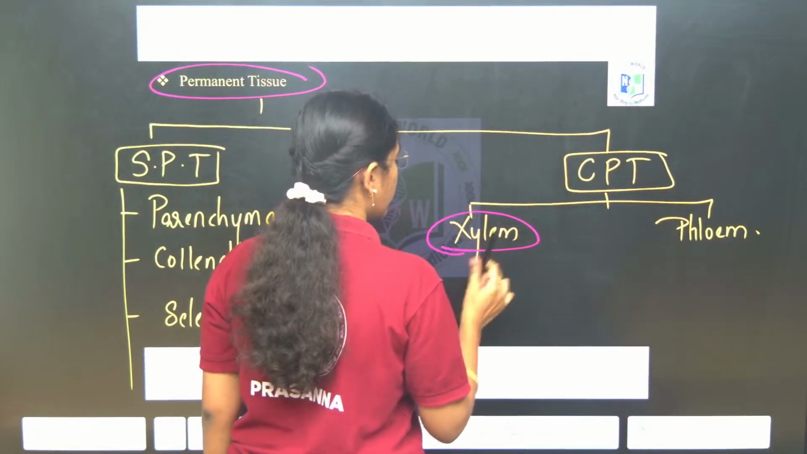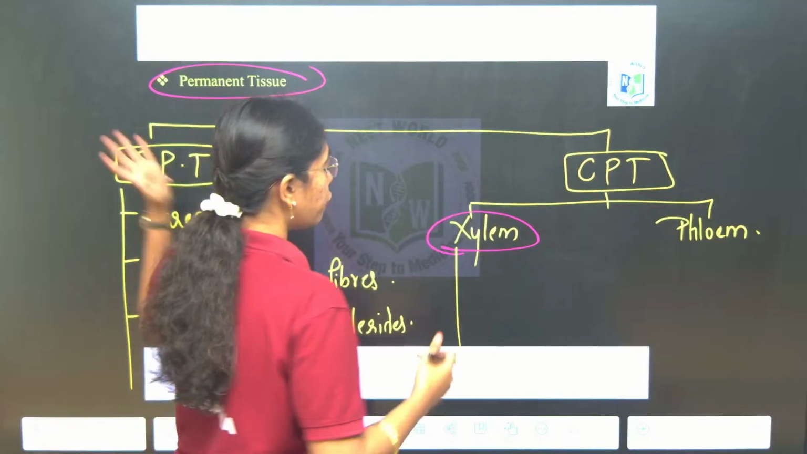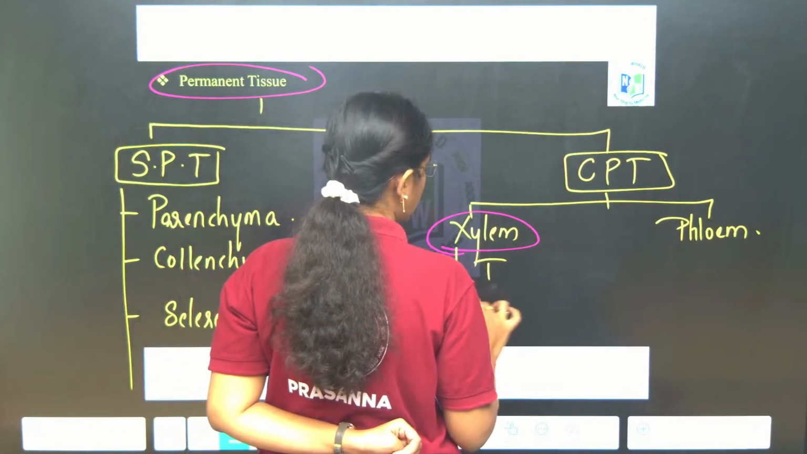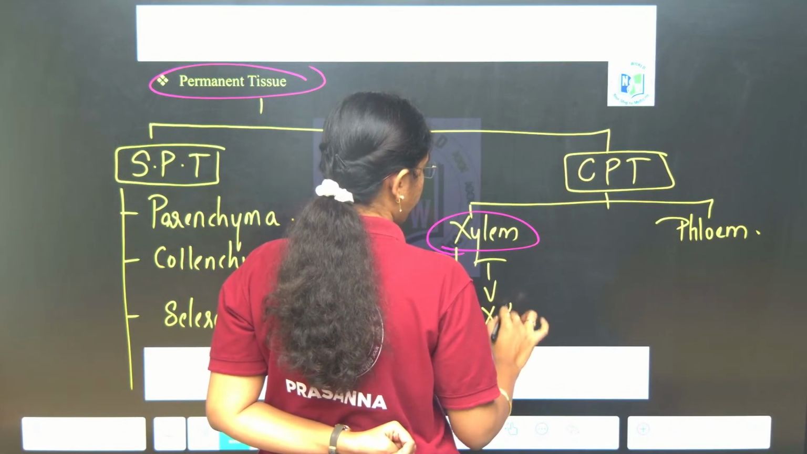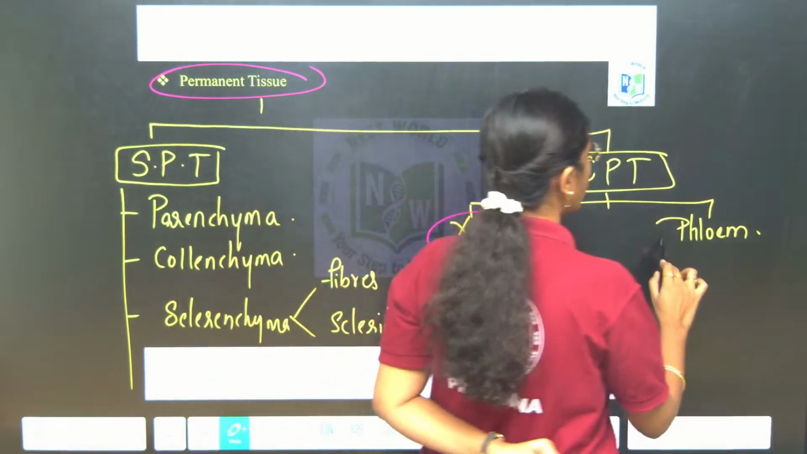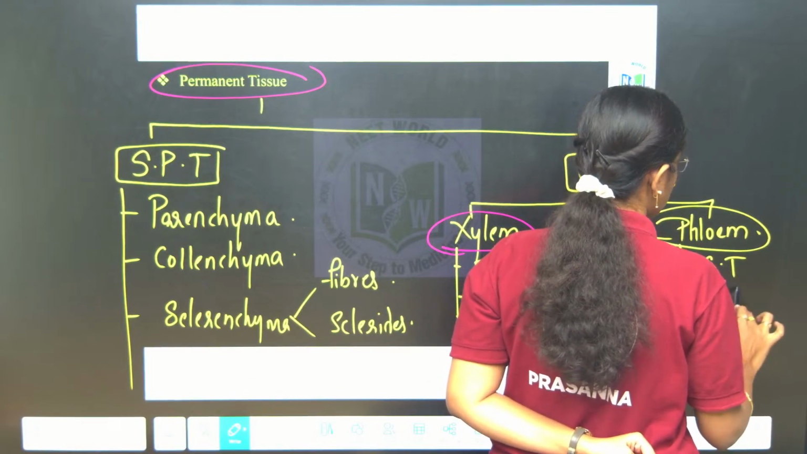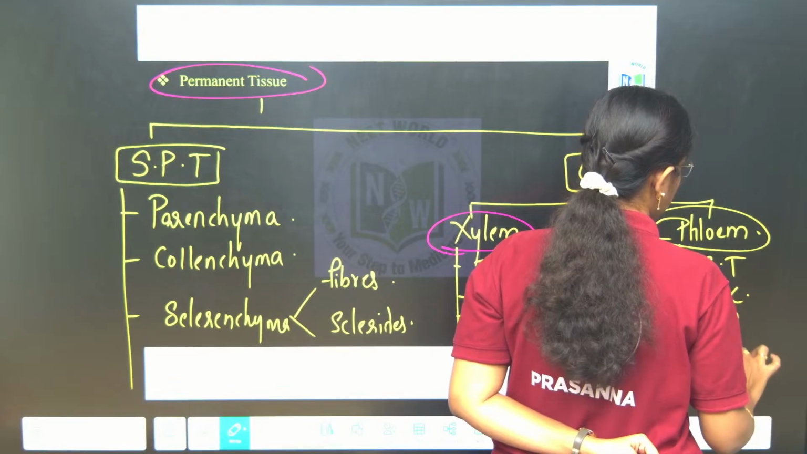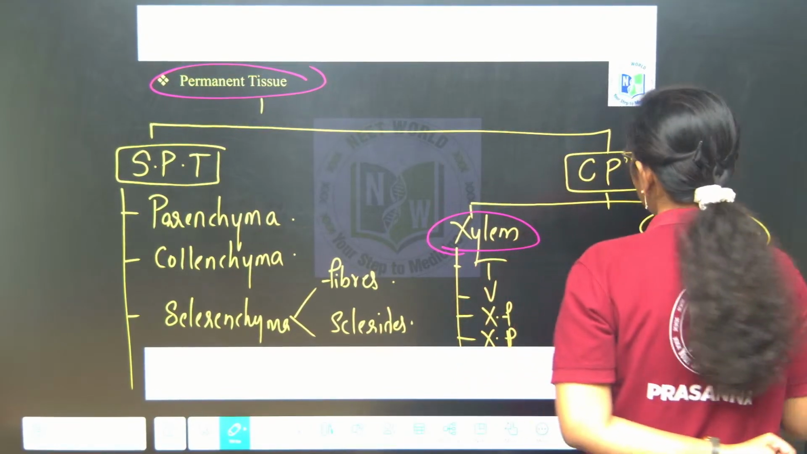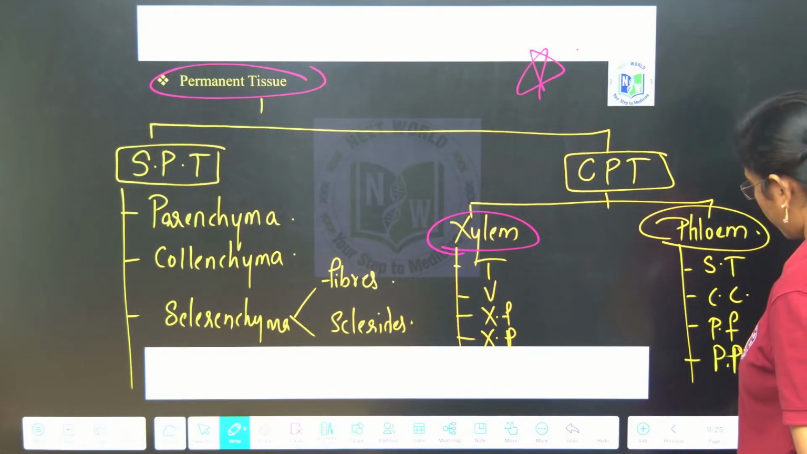Xylem we will learn in angiosperms, if you have to consider. In xylem, we have four tissues: tracheids, vessels, xylem fibers and xylem parenchyma. In phloem, we have four tissues: sieve tubes, companion cells, phloem fibers and phloem parenchyma. This is a basic framework where you can remember all the types of permanent tissues.